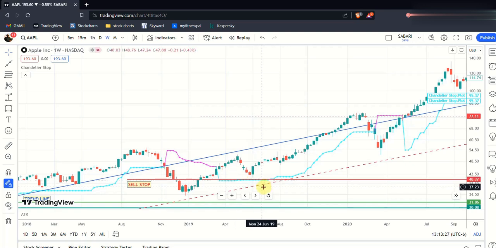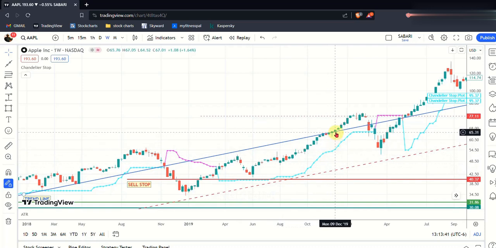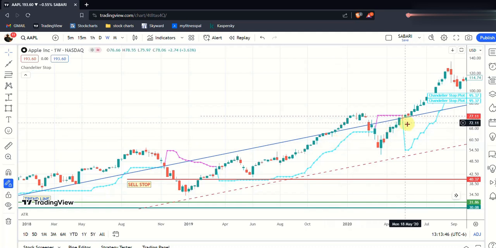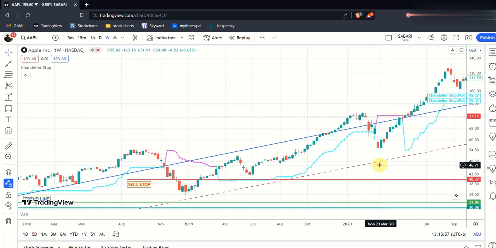So the difference between trailing stop and Chandelier exit is that Chandelier exit is based on volatility. When the volatility is low, the Chandelier exit will be closer to the price. When the volatility is high, the Chandelier exit will be further away from the price point. But when we go for a trailing stop, it is a standard, arbitrary line. It doesn't consider volatility. So Chandelier exit is always a little more superior compared to trailing stop.